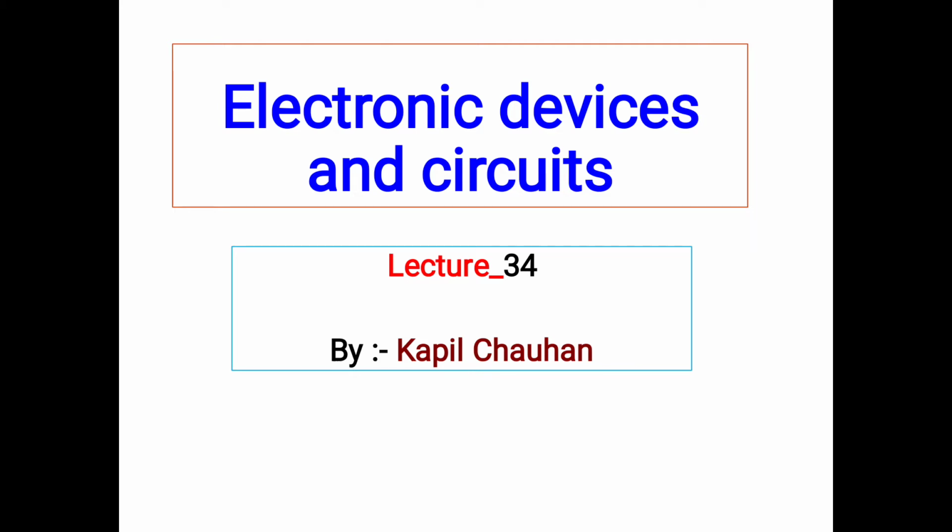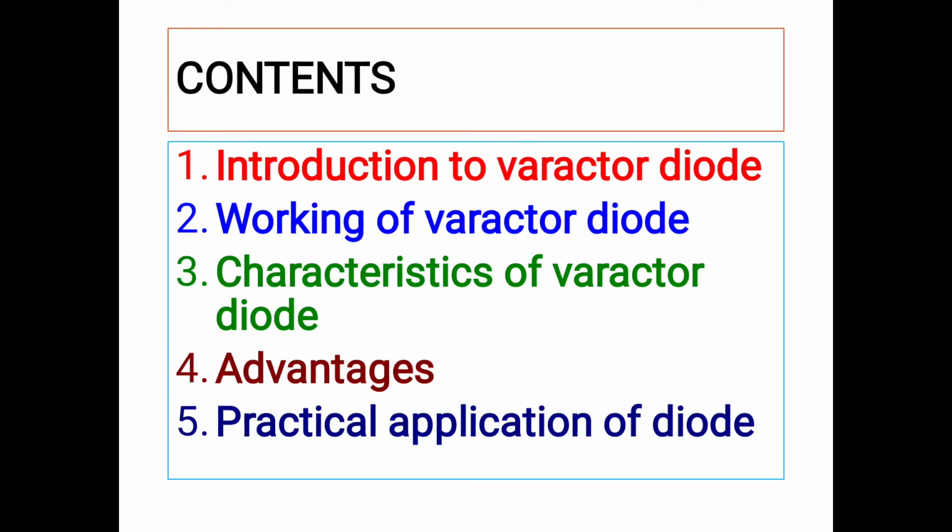This is our lecture number 34 in electronic devices and circuits. In this lecture we are going to study about the varactor diode. So I will start this presentation with introduction to the varactor diode. Then we will be studying about the working of the varactor diode, characteristics of the varactor diode and advantages of the varactor diode. Then we will see small practical application of the varactor diode in the real life scenario.